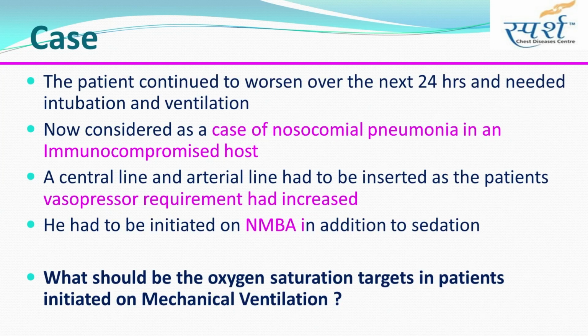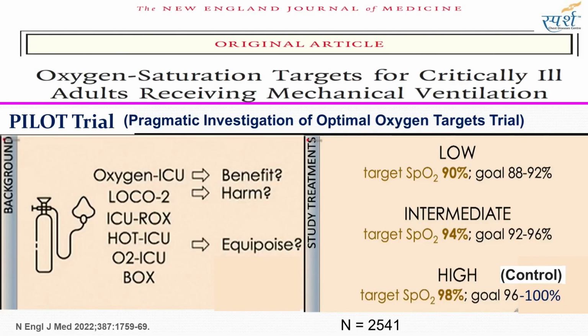So what should be your oxygen targets in patients initiated on mechanical ventilation? There has been no dearth of trials targeting low, intermediate, high oxygen, but still the debate continues, what is the best? There have been trials which have shown that if you target very high saturation, it leads to oxygen-related lung injury. There have been trials which have shown that low targets need not be better.